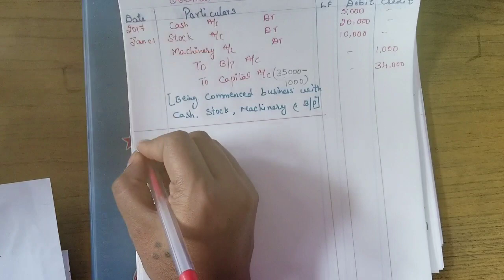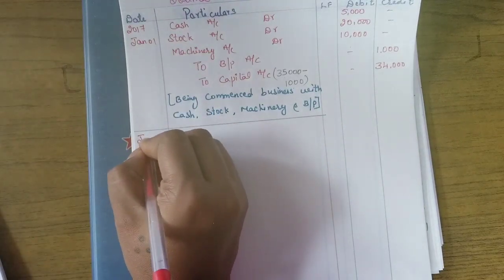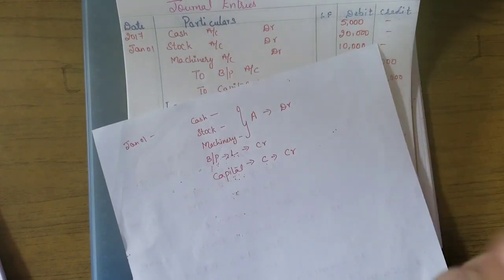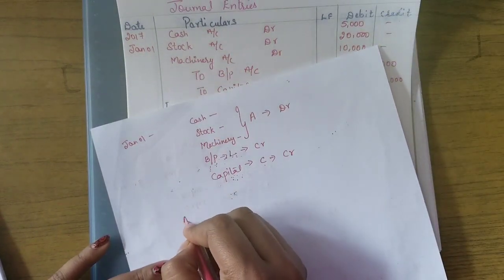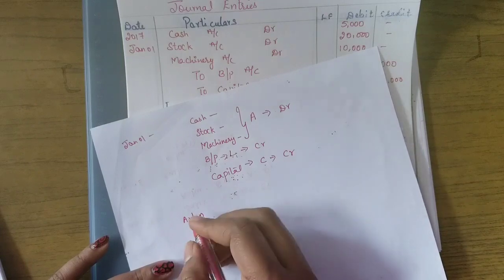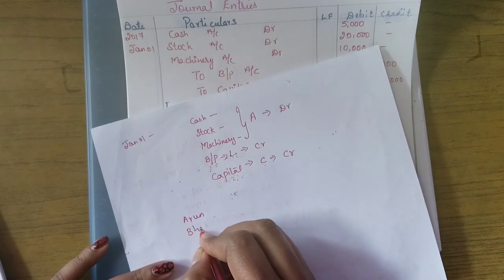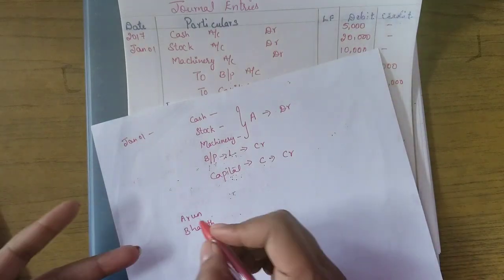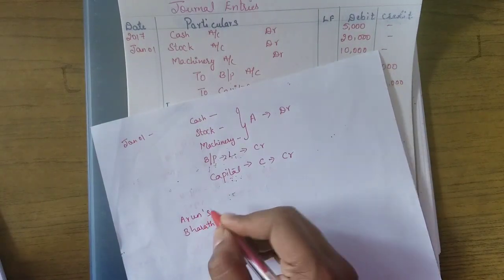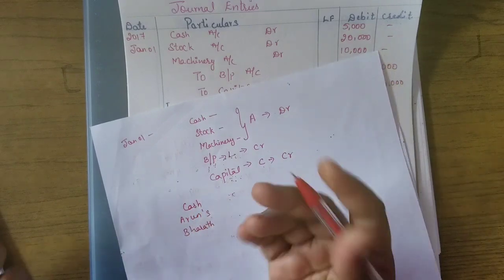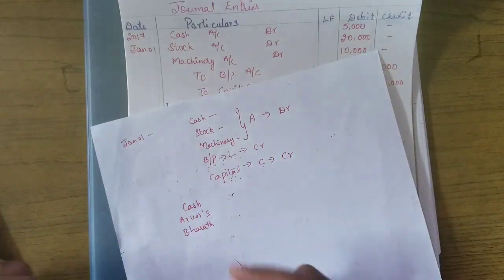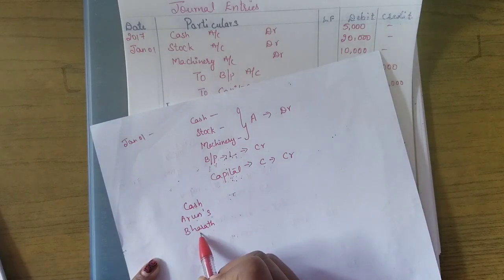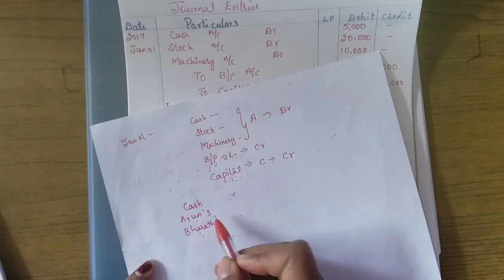Okay, next moving on to the next entry, that is on Jan 2nd. So what is the entry here? Borrowed rupees 5,000 from Arun and 10,000 from Bharat. So you are borrowing. What do you mean by borrowing? Borrowing nothing but it is a loan. So you are borrowing certain loan. That means your cash is coming. So cash is one aspect. Arun is one aspect and Bharat will be other aspect who is giving. Okay.